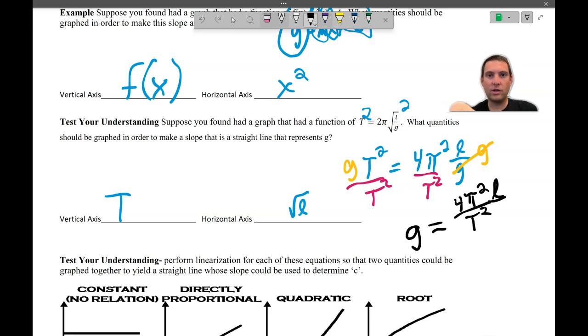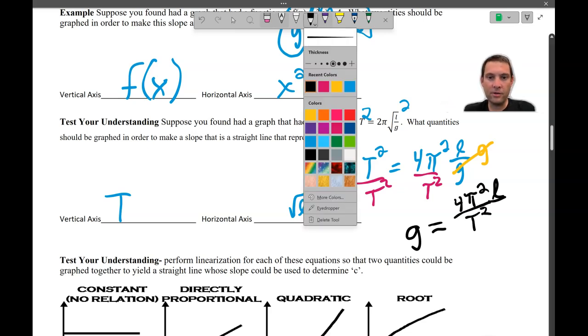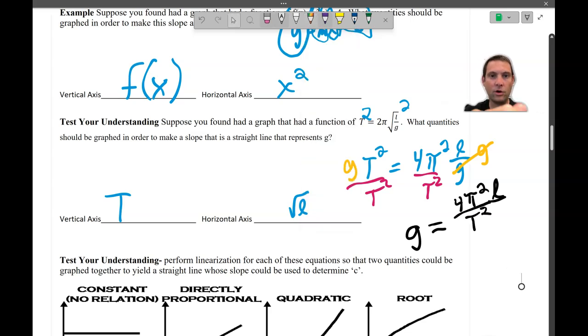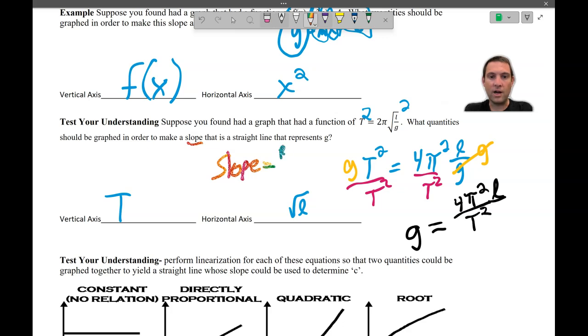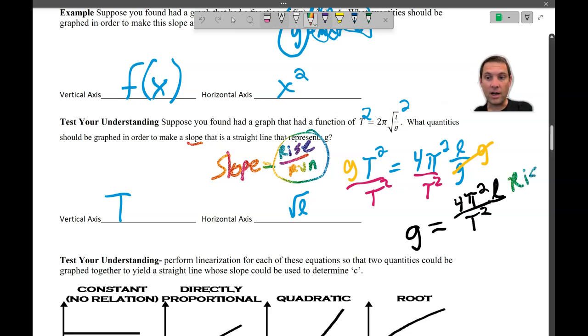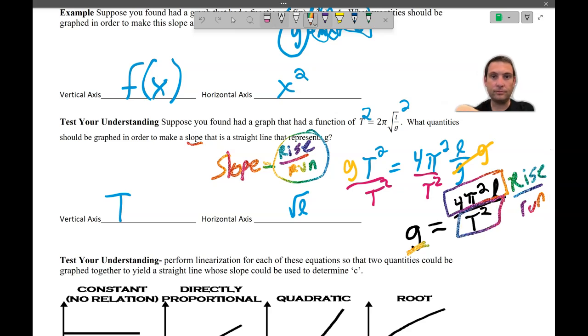Who cares? What good is this? Well, there's another formula that you know about slope. Remember, that's what we're looking for. And that is slope is equal to rise over run. So if I solve this equation and I end up with a fraction, like I did over here, then rise over run, g is my slope. So I put all of this on my y-axis, my rise, and then my T squared on my x-axis, because that's my run.